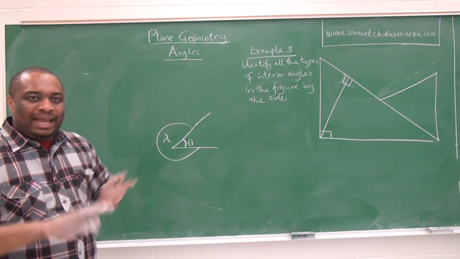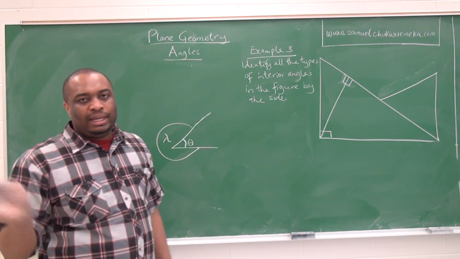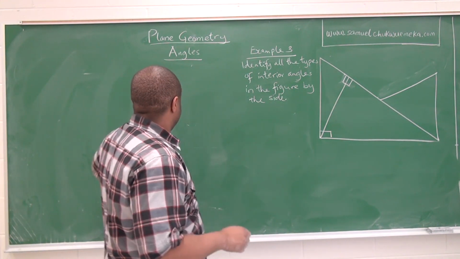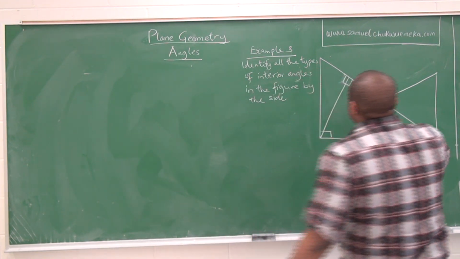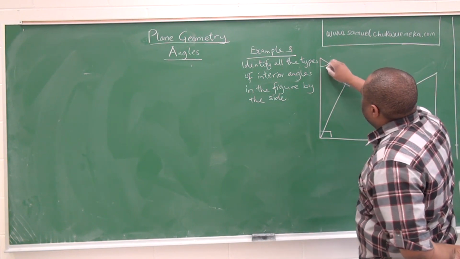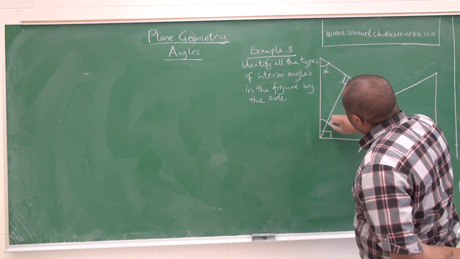Interior is inside, exterior is outside. So we don't want to identify the exterior angles here. So let's just identify the interior angles, okay? Interior angles here. Of course, we have a right angle here, which we shall call something soon. Here, let's call it alpha.